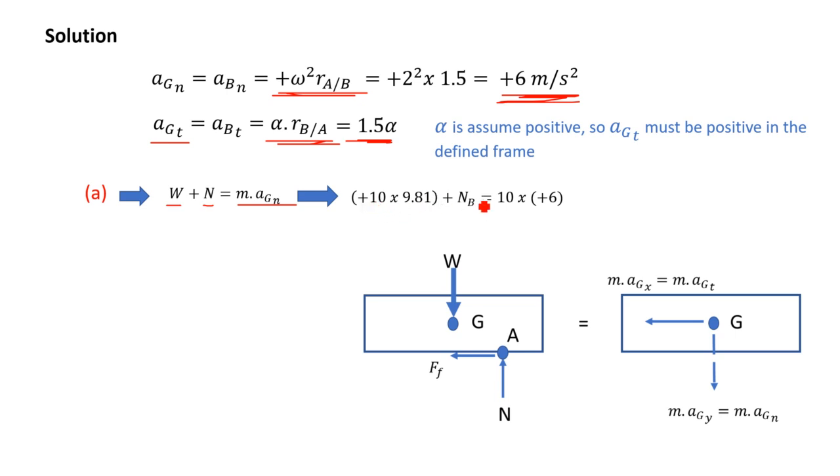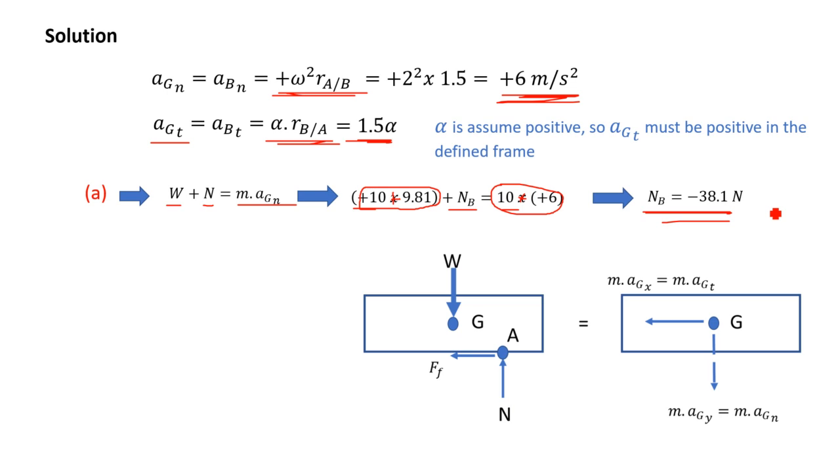Oh, this should be negative. Anyway, W plus N is equal to 10 multiplied by 6. This is multiplied, not x. So we're going to solve and find that the value for N is equal to negative 38.1. Here we're going to have 60, of course, and here 98.1. So we're going to take that to the other side. It's going to be negative. So we have negative 98.1 minus 60, which is minus 38.1.